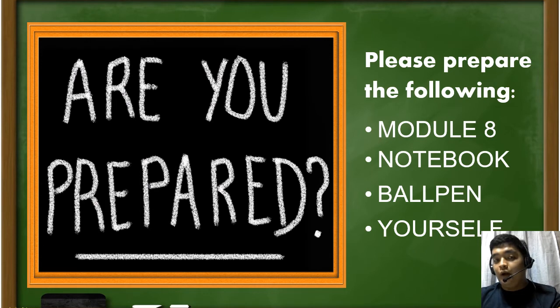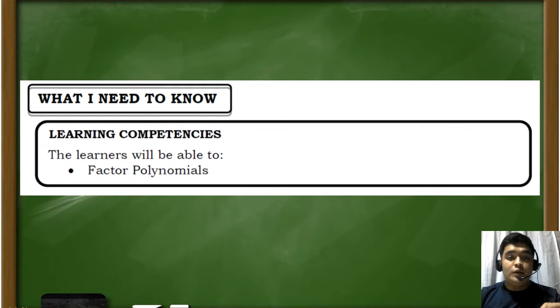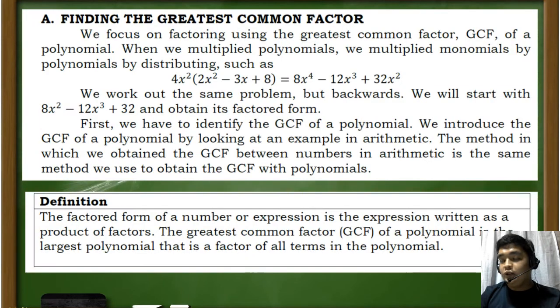Before we proceed to our discussion, you need to prepare your module, Module 8, your notebook, your ball pen, and of course yourself. Okay, so for this video, you will learn how to factor polynomials. Now to our first topic, how to factor a polynomial. First is finding the greatest common factor. So we focus on factoring using the greatest common factor, or the GCF, of a polynomial.